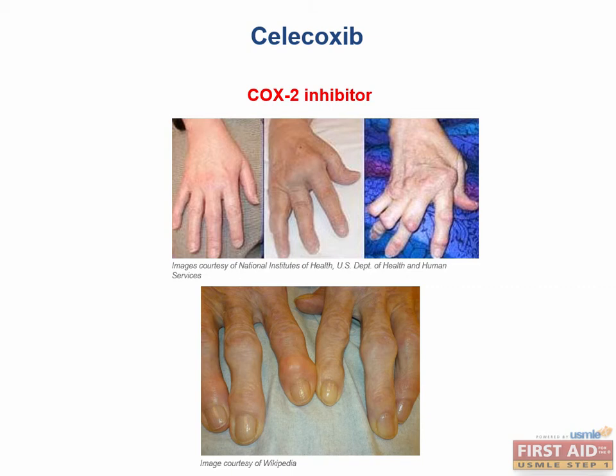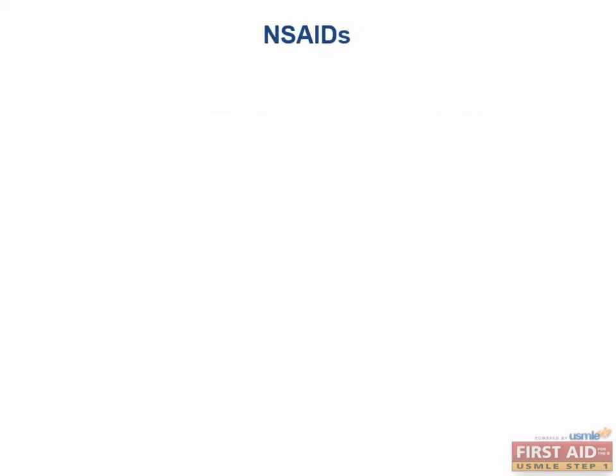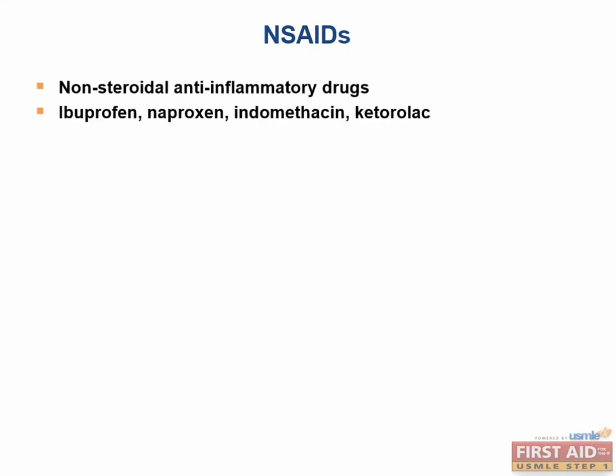So what can go wrong with COX-2 inhibitors? There's a serious risk of thrombosis. Also, these are sulfa drugs, so patients with a sulfa allergy definitely shouldn't take them. The next category of drugs is a big one. There are many NSAIDs, but you should be familiar with ibuprofen, naproxen, and indomethacin, as well as ketorolac.